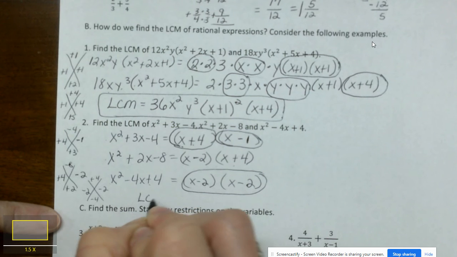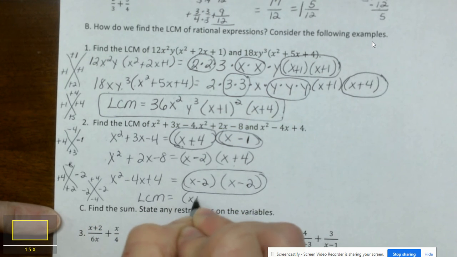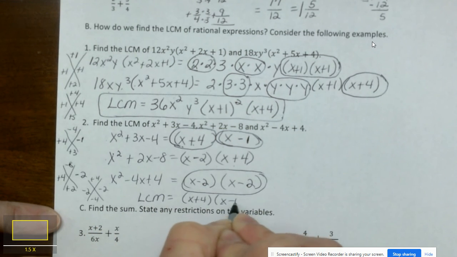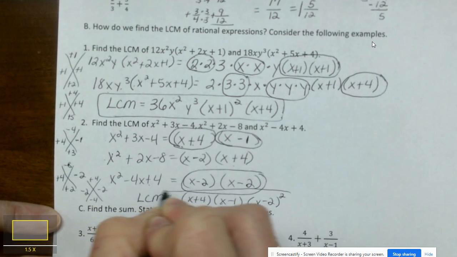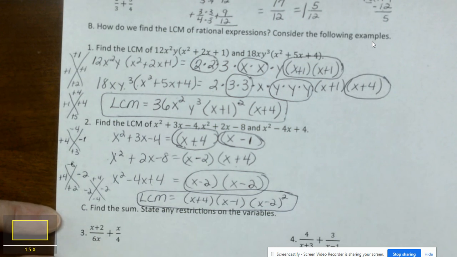So our LCM for this one is going to be the x plus 4 times the x minus 1. And then the x minus 2 is going to be squared because there's 2 of those. So that would be my final answer for the least common multiple.